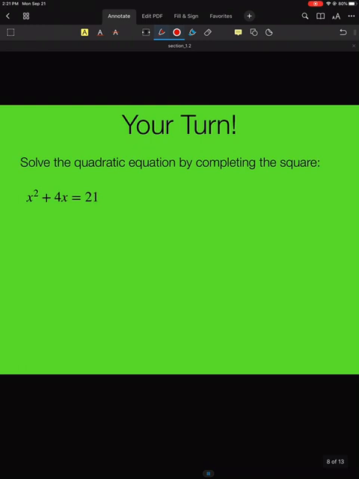So here's a your turn. Okay, I've already done the first step for you. I've added the 21 over. And so I want you to solve this quadratic equation by completing the square.